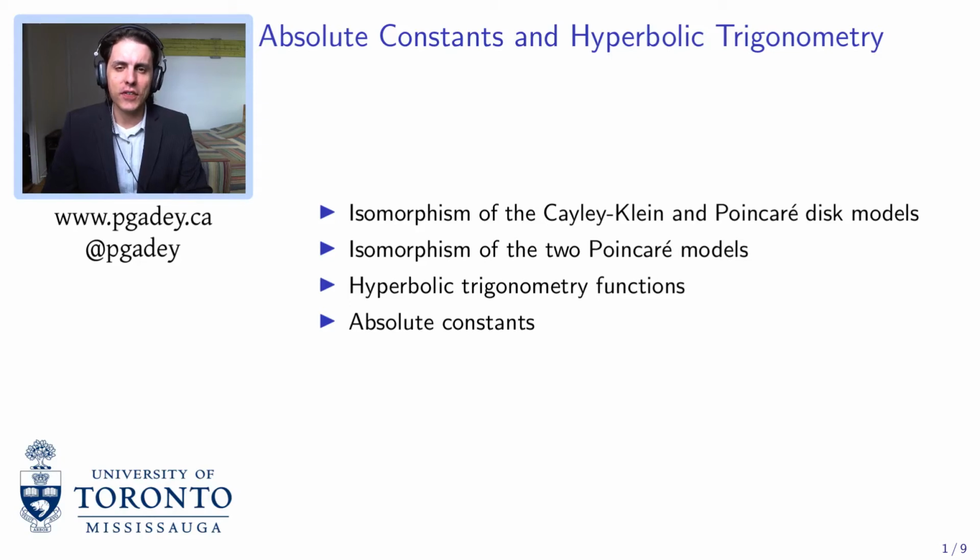Hi there. In this video we're going to talk about absolute constants and hyperbolic trigonometry. We're going to talk about the isomorphism of the Cayley-Klein and Poincaré disk models, the isomorphism of the two Poincaré models, the hyperbolic trigonometric functions, and what are called the absolute constants. Let's get started.